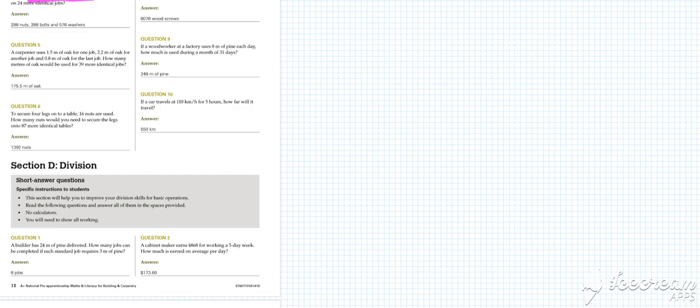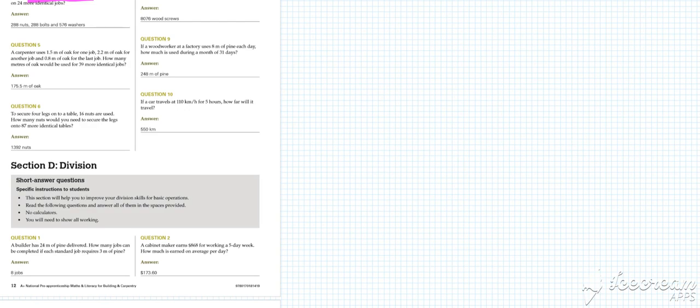So we're going to go to question 5 of section C for multiplying. We're using 1.5 meters of oak for one job, 2.2 for another job, and 0.8 meters of oak for the last job. How many meters of oak would be used for 39 more identical jobs? So this is the question I thought we were doing before, sorry.